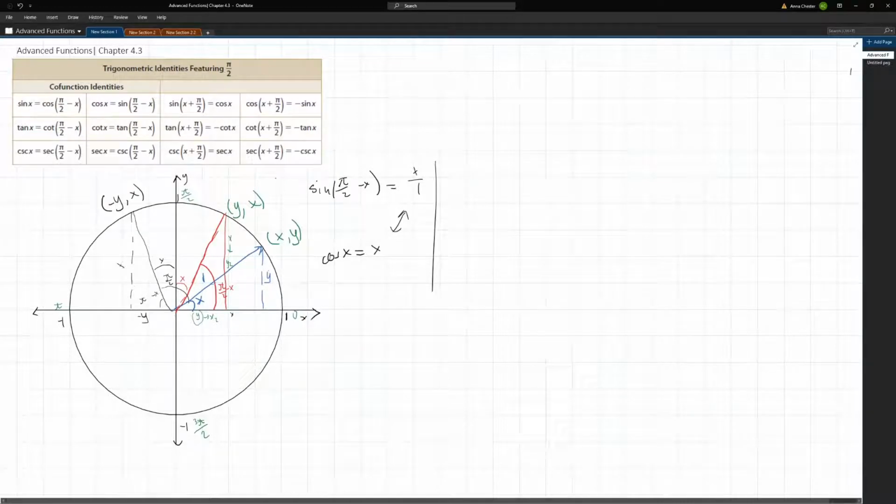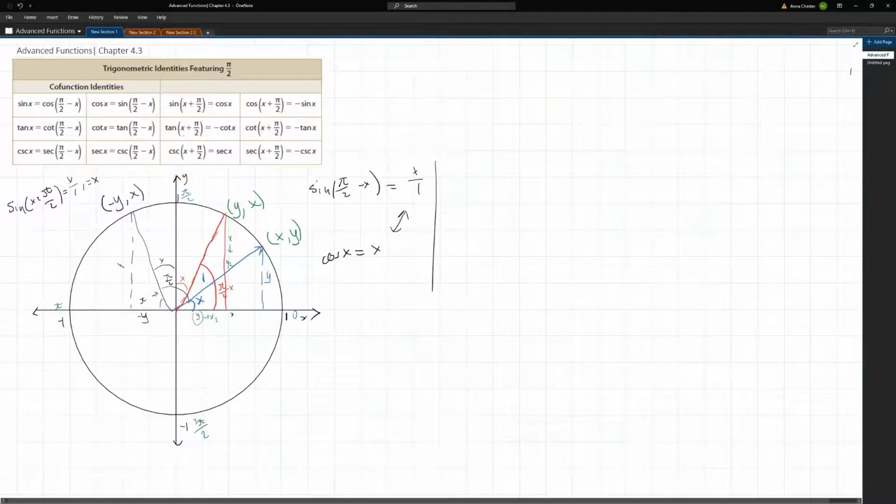Now let's look at the first identity on this side. So sine of x plus pi over 2 is equal to cos of x. We know what cos of x equals to. That equals x. Let's see if sine of x plus pi over 2 equals the same thing. So sine is equal to the opposite side, so that's x over 1, which is equal to x. Therefore, that identity is correct.